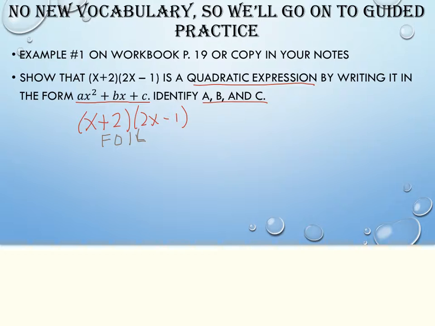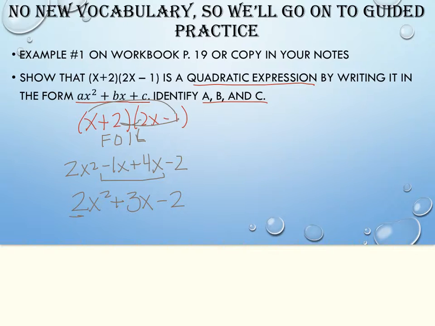Okay? So if you multiply the first two, x times 2x is 2x squared. The outer two, x times negative 1, negative 1x. The inner two, 2 times 2x is 4x. And the last two, 2 times negative 1 is negative 2. We combine like terms and end up with 2x squared plus 3x minus 2. Can't combine any more than that because x squareds and x's don't combine. They certainly don't combine with constants.